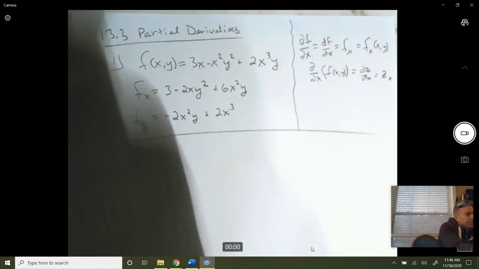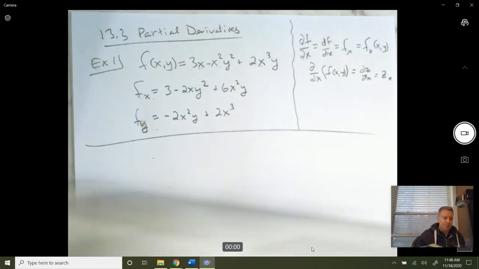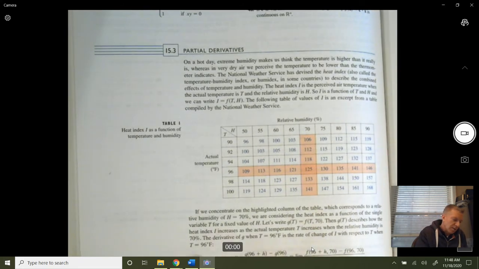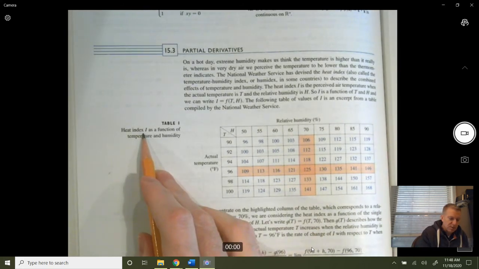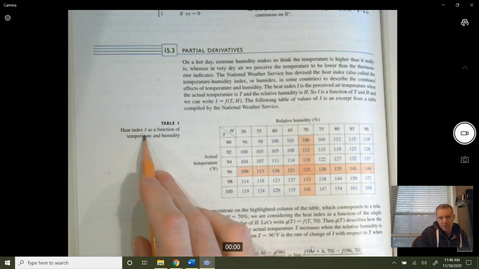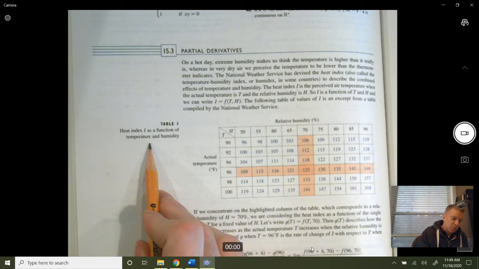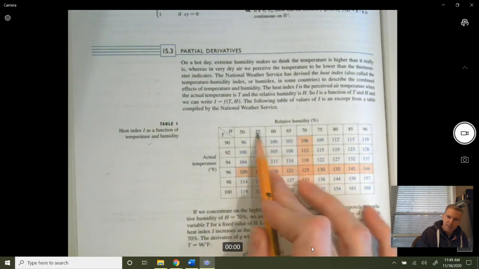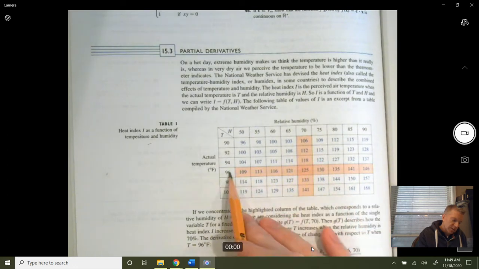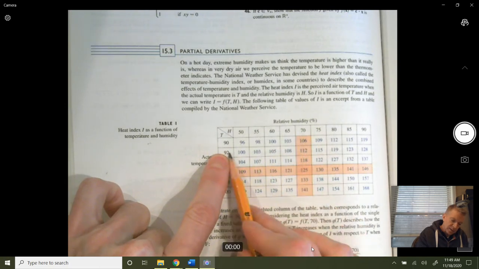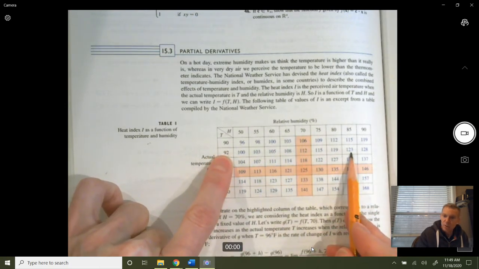Now, to talk about what this means in context, let's say this is a different book, but I really like this one because this is something called the heat index. Sometimes they're like, oh, it's 95 degrees outside, but it feels like it's 110 degrees. Okay, so they come up with this heat index. The heat index is a function of actual temperature and the relative humidity. So if the actual temperature is 92 degrees, but the humidity is really high, 85%, it's going to feel like it's 123 degrees. Okay, that's your heat index.